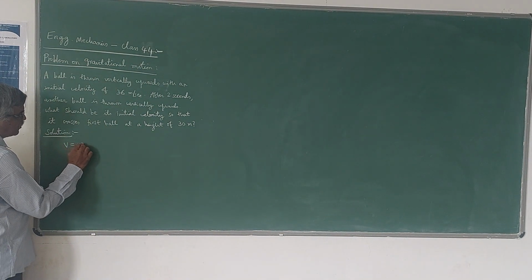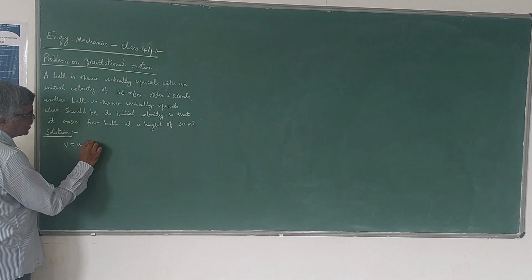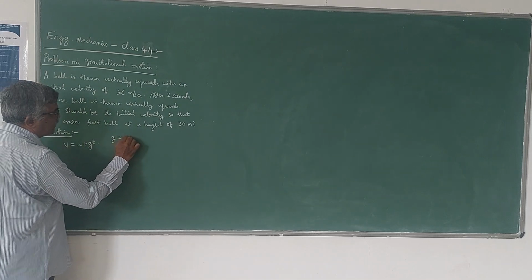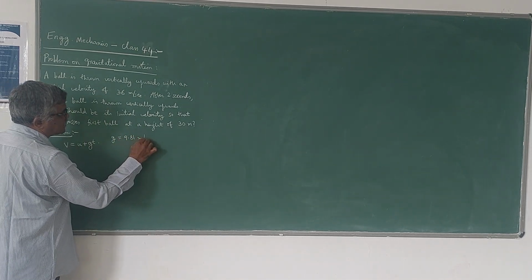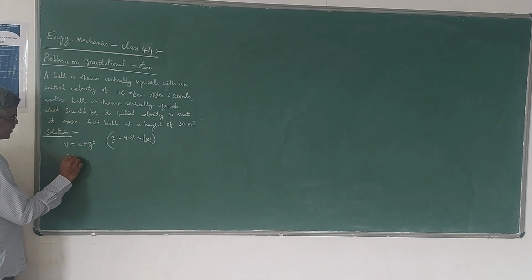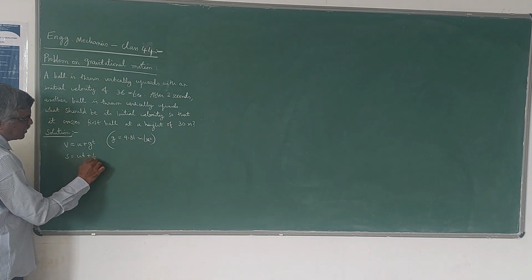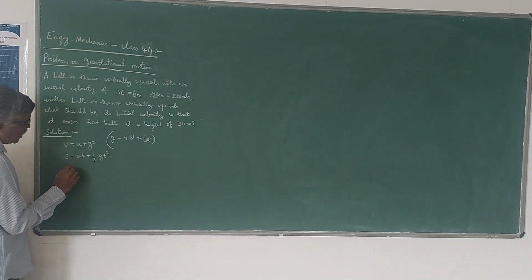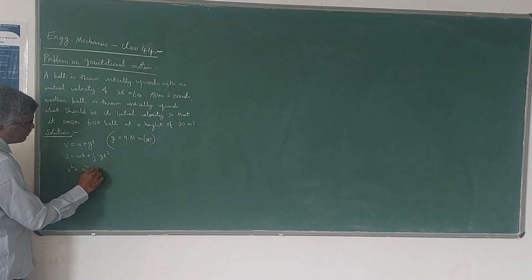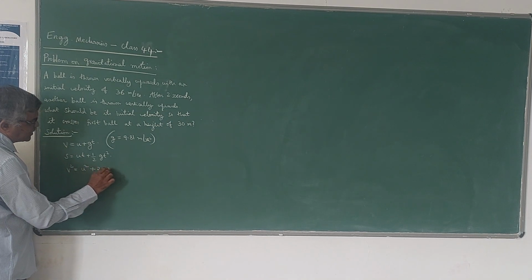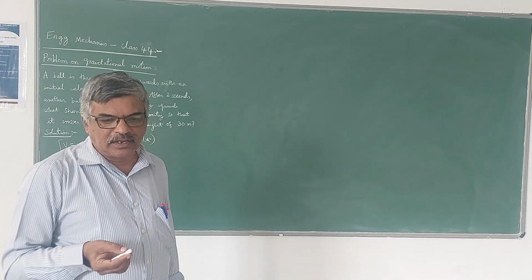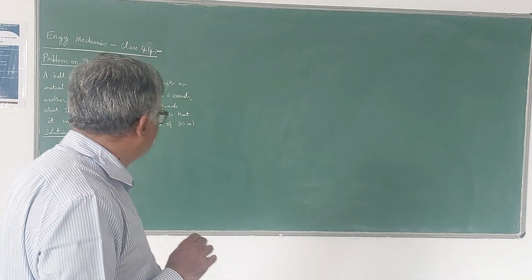v is equal to u plus gt. So instead of u plus at, it becomes u plus gt, where g is the acceleration due to gravity. The value can be taken as a constant 9.81 meters per second squared. The second equation is s is equal to ut plus half gt square, and the third equation is v square is equal to u square plus 2gs. So a is replaced by g: acceleration in the case of linear motion, acceleration due to gravity in the case of gravitational motion.